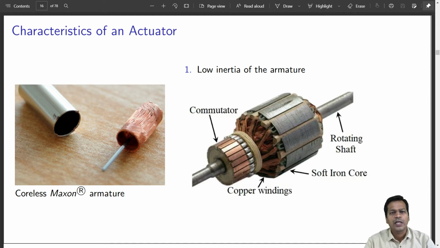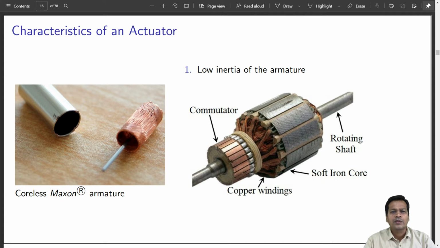Low inertia of the armature. The armature is one of the heaviest parts of any motor as it is made up of soft iron core, copper windings as conductors, and in case of DC motors, it also carries a commutator on its rotating shaft. This eventually leads to a high moment of inertia of the rotating shaft.